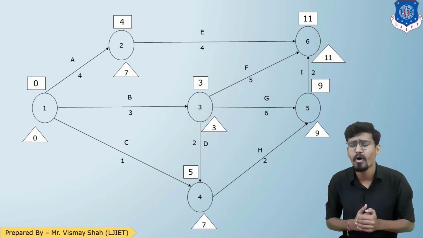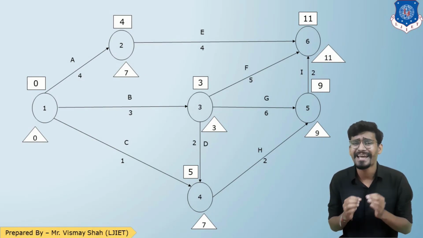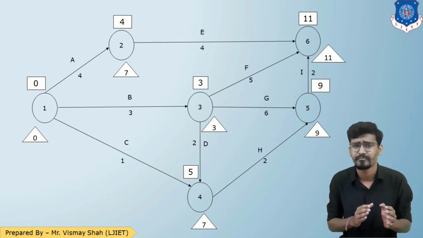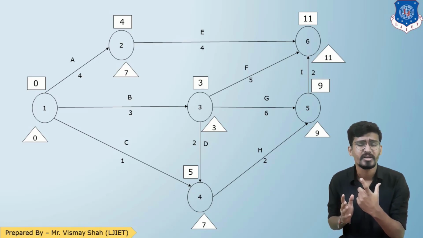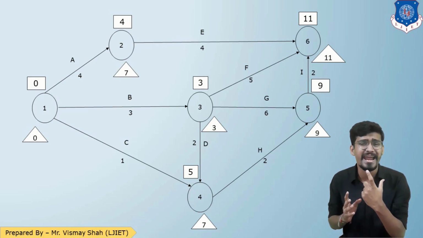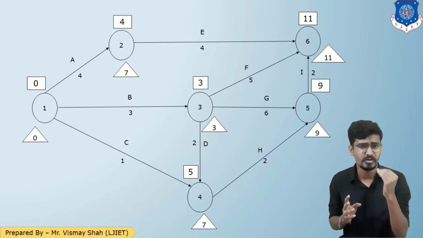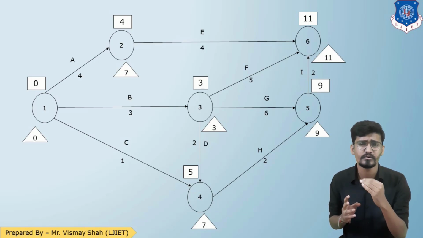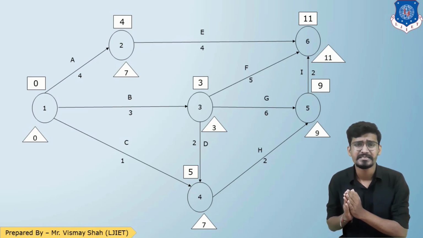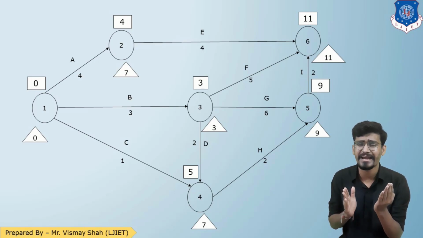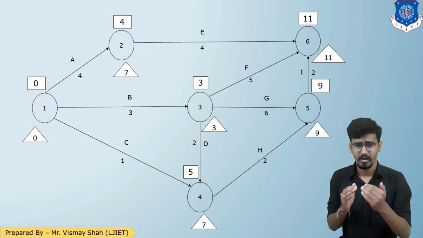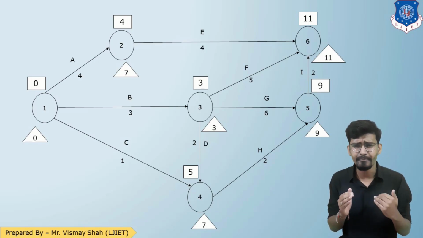When we are talking about EST, earliest start time, I am explaining for activity A. When you look at activity A, you can see 4 timings: 0, 0, 4, 7. EST is the ahead portion of the activity and the upper value.